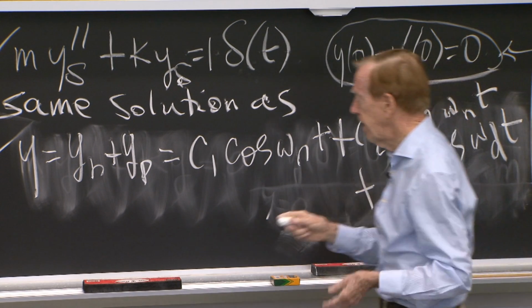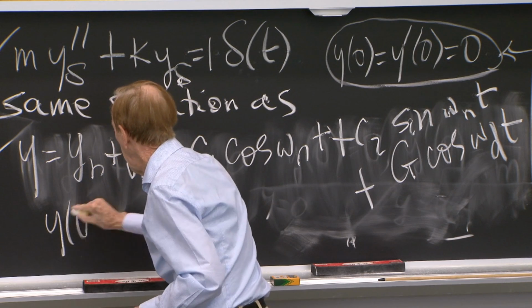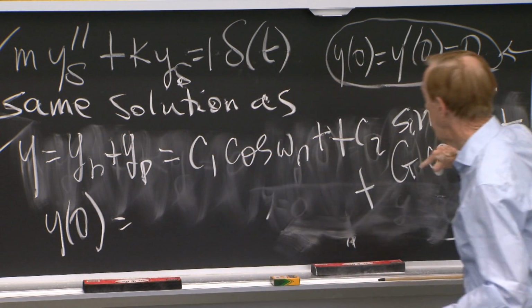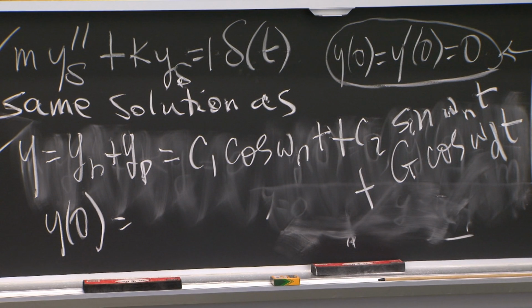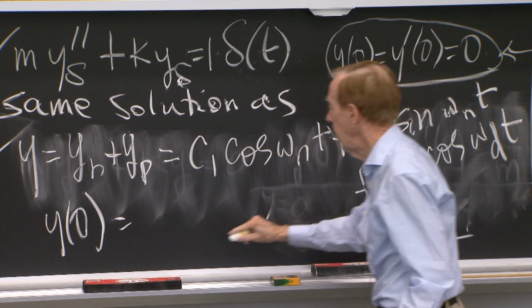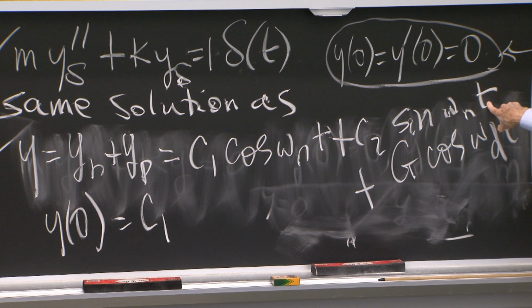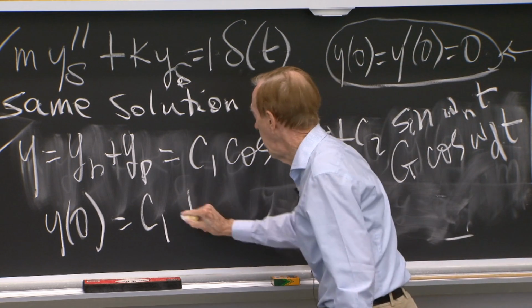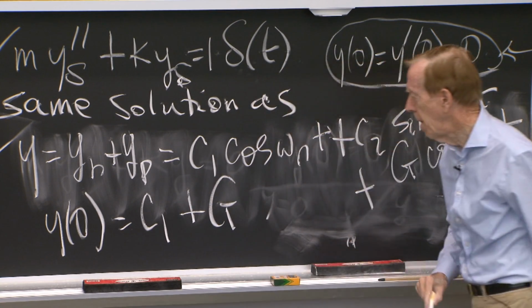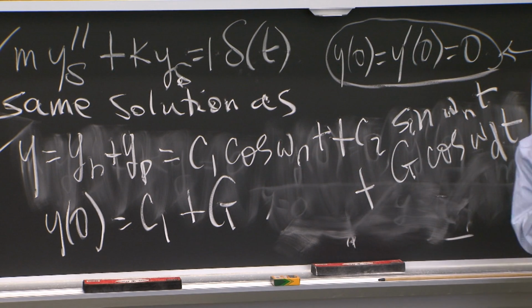Y of 0 is given. And what do I get on the right-hand side when I put in t equals 0? I get C1 here. What do I get when I put t equals 0 in there? Nothing. What do I get when I put t equals 0 in here? G. So it's not C1 equal y of 0 anymore. That's the easy mistake that I'm correcting.